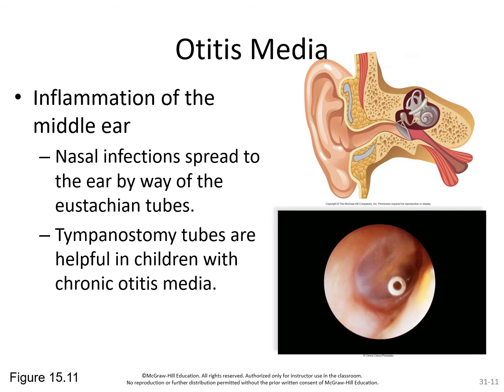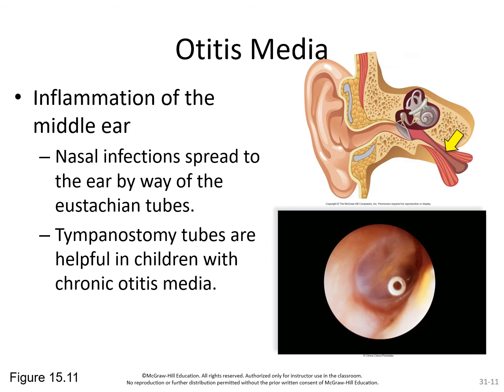Okay, this is something that is called otitis media, and it's an inflammation of the middle ear. Media meaning middle, otitis referring to an inflammation of the ear. Basically, nasal infections spread to the ear by way of the eustachian tubes, and the yellow arrow indicates the eustachian tubes. You can see there's a connection between the pharynx and the middle ear here, and that's the pathway along which these nasal infections spread.